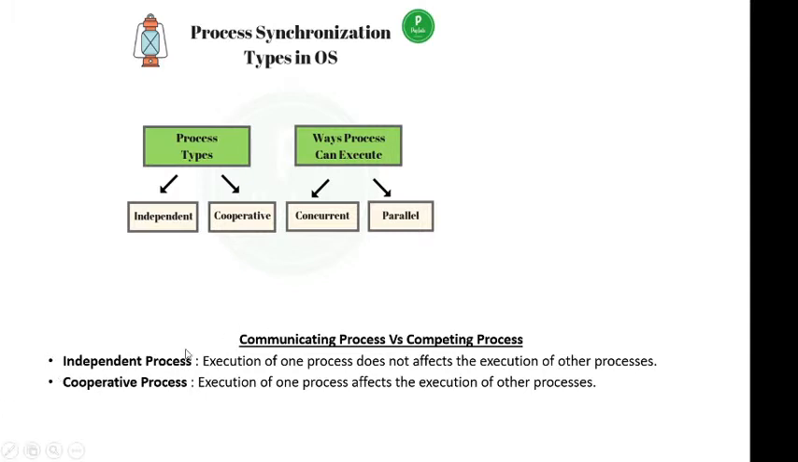So independent processes, if one process is executing, it does not affect another process. So say there are two processes, P1 and P2. If P1 is executing, no matter what it executes, it does not affect P2. Now on the other hand, cooperating processes, if there are lots of processes in the memory, all of them running concurrently, and if they are cooperating with each other, then in that case, execution of one process affects the execution of another process. So the result of how one process is executing affects the other process in case of cooperative processes. So cooperative processes are also known as communicating processes.